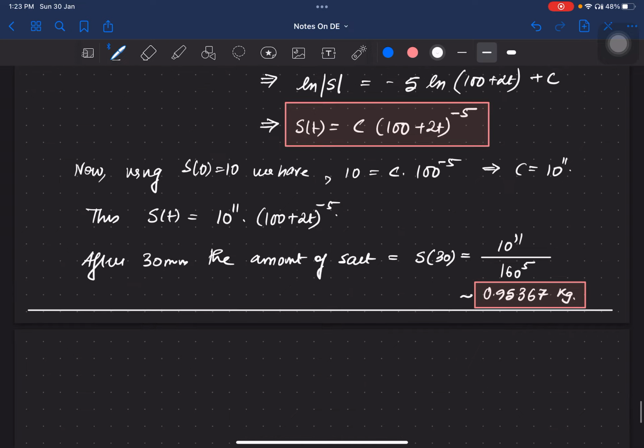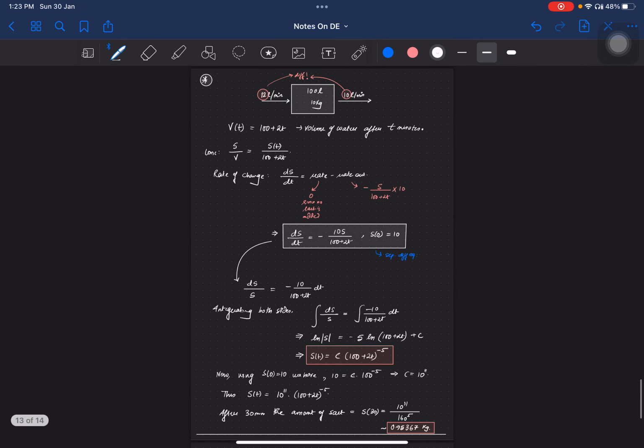Just a quick recap. This was the case where the rate in was different from the rate out of the flow. Hence we had a change in the differential equation. Our volume changed with time, so our concentration rate changed, and hence our differential equation also changed. Otherwise, the remaining steps are similar.